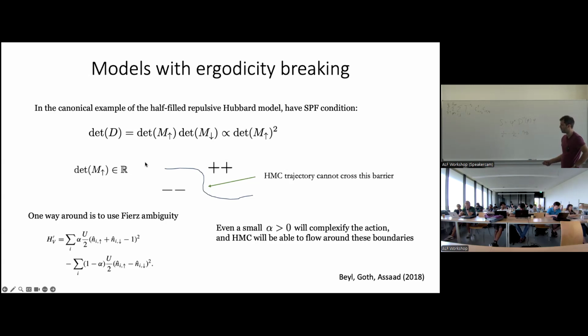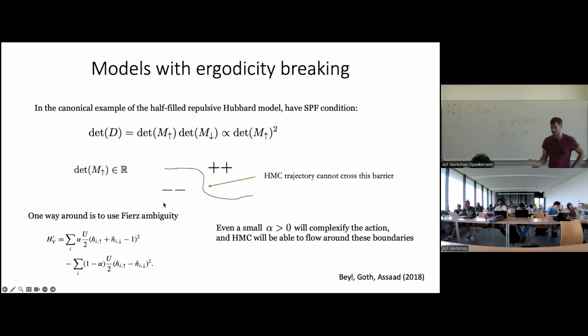So therefore, you can draw some imaginary boundary between these regions where your single determinant is positive or negative. Here, this plus plus means that the overall determinant is positive because it's a product of two positive numbers, whereas here it's positive because it's the product of two negative numbers. And the issue is that to go between these two, there's necessarily a boundary where the determinant vanishes. So there's a boundary in configuration space where the determinant is 0. And by construction, the HMC trajectory can never cross this barrier.